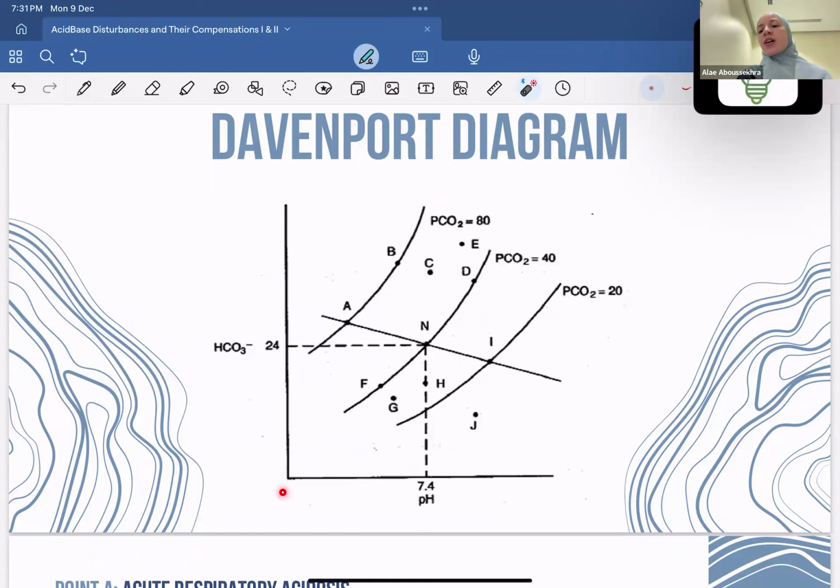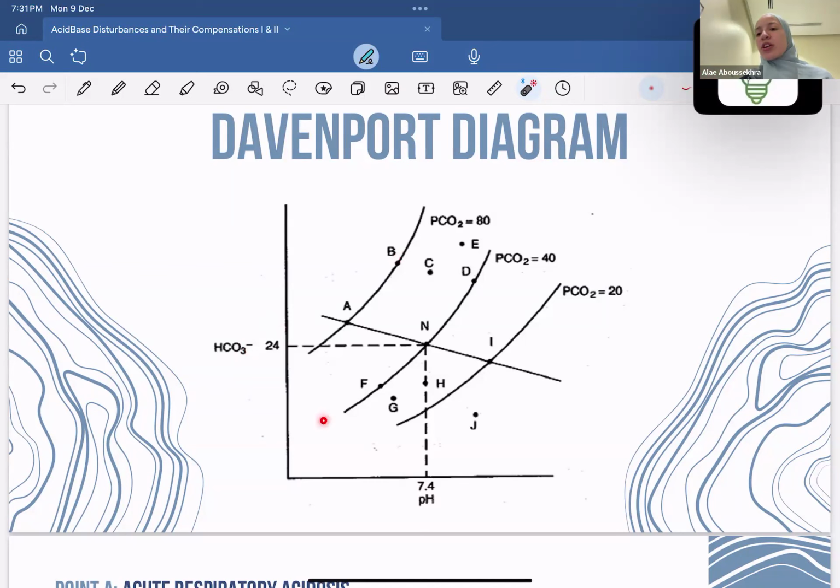So we have the x-axis, which is pH. Obviously this is the normal, 7.4. Anything below it is going to be acidosis. Anything above it is going to be alkalosis. The y-axis is the bicarbonate concentration. Again, you can see the normal.